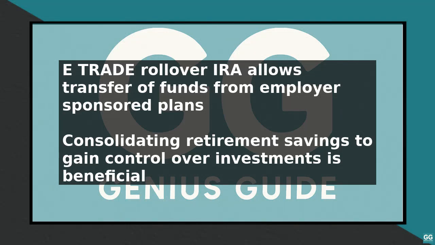To begin with, an E-TRADE Rollover IRA is a type of individual retirement account that allows you to transfer funds from a previous employer-sponsored retirement plan such as a 401k or 403b into an individual retirement account. This can be a great way to consolidate your retirement savings and gain more control over your investments.